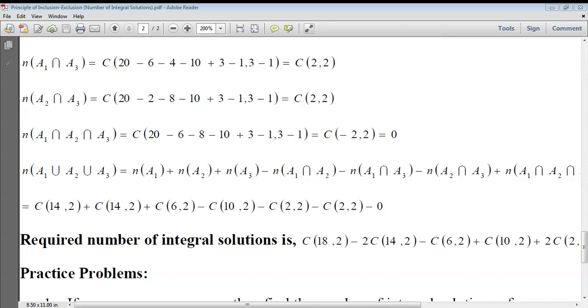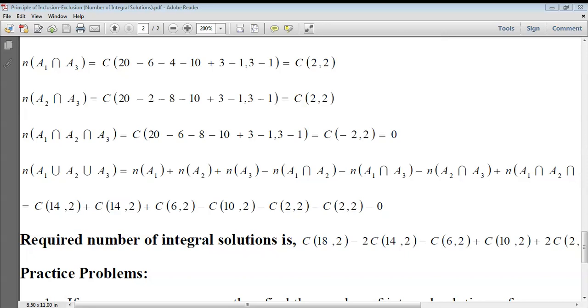Now the number of possible solutions, n of a1 union a2 union a3, is n of a1 plus n of a2 plus n of a3 minus n of a1 intersection a2 minus n of a1 intersection a3 minus n of a2 intersection a3 plus n of a1 intersection a2 intersection a3. So substituting the values, it will be 14C2 plus 14C2 plus 6C2 minus 10C2 minus 2C2 minus 2C2 plus the last value, which is 0. So this counts solutions with at least one of the possibilities, either a1 or a2 or a3.